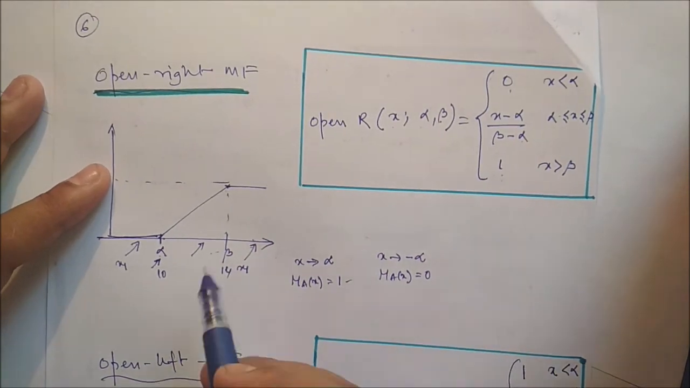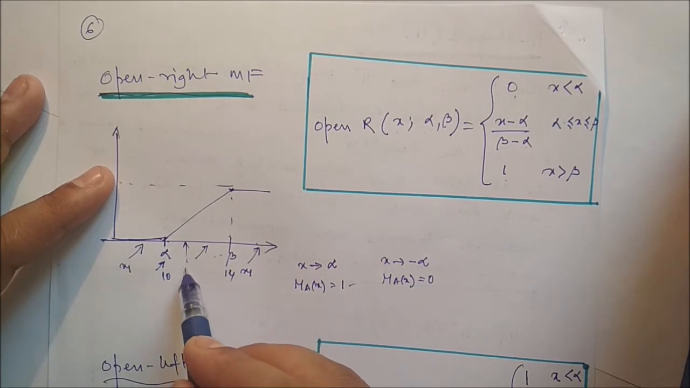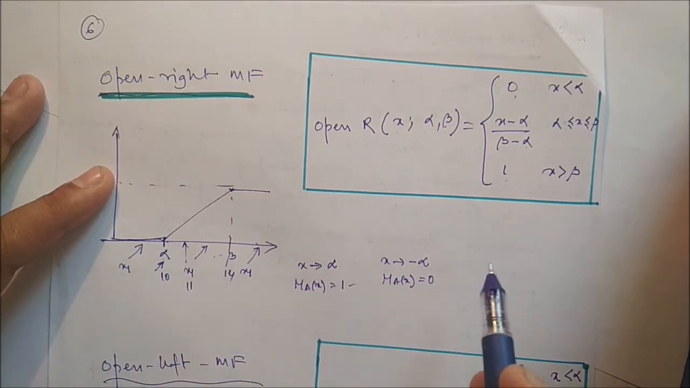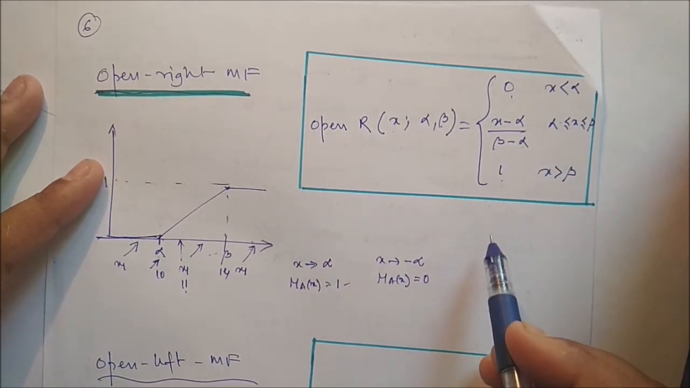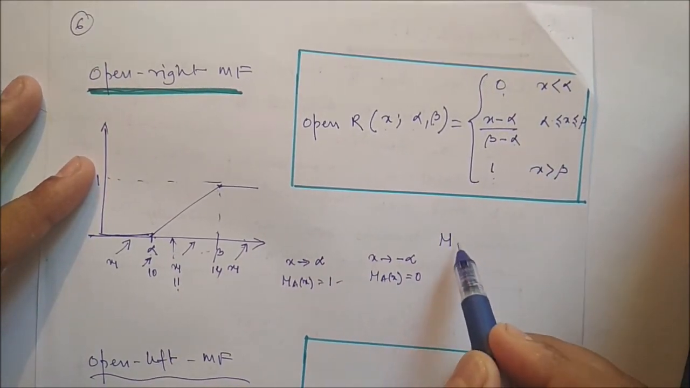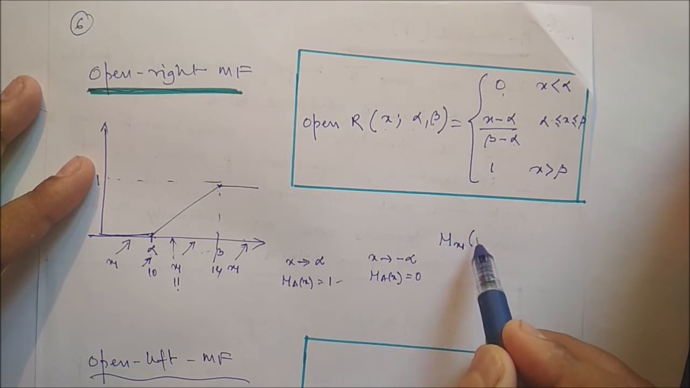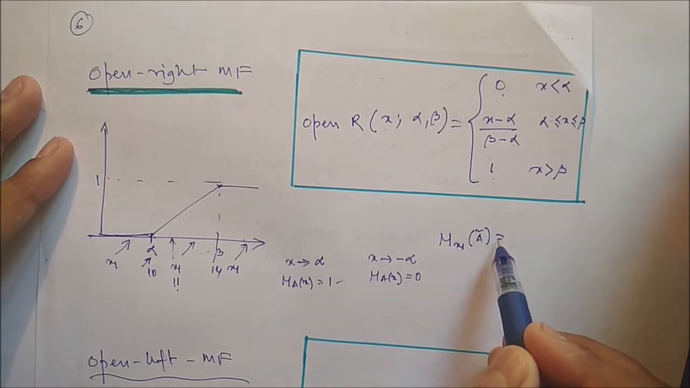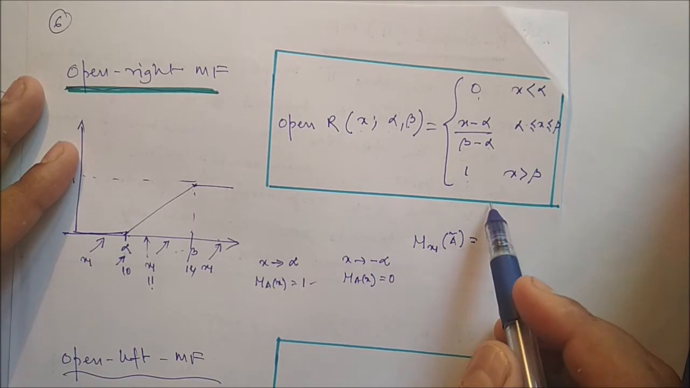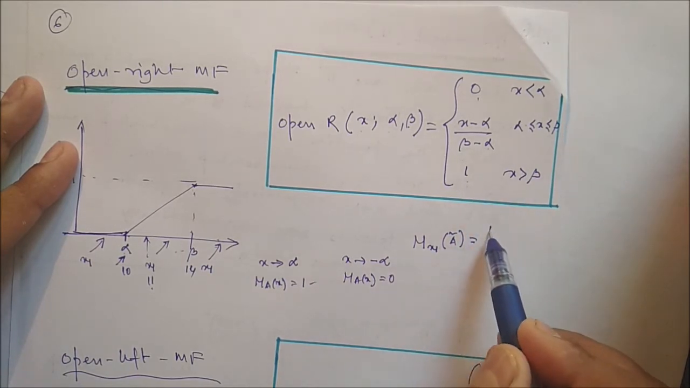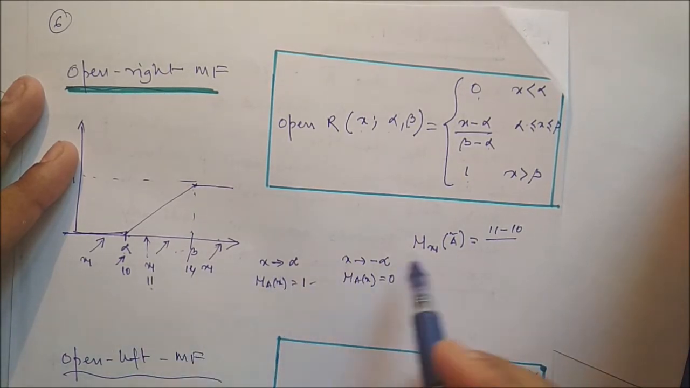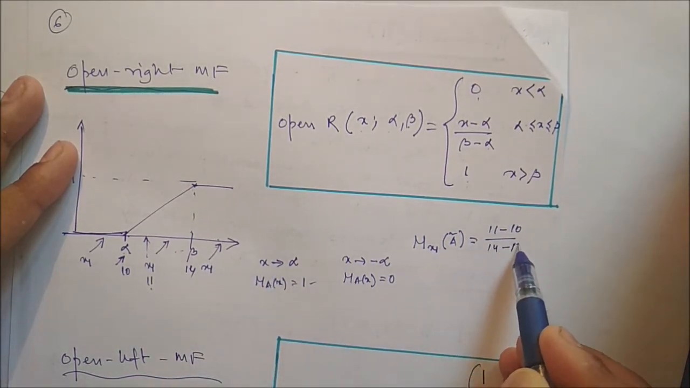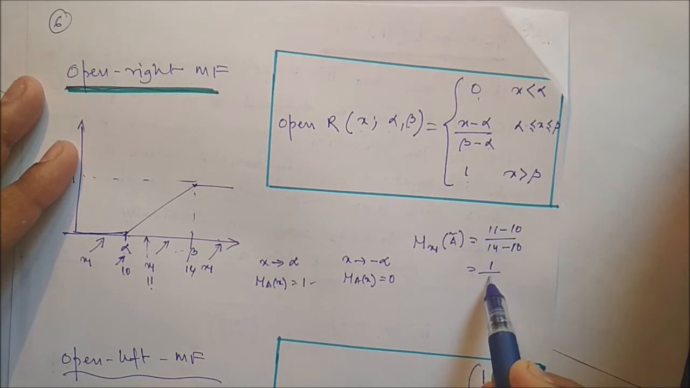Okay. So what should be the membership value if x1 is equal to say 11? 11 is in between alpha and beta, so we have to apply this particular formula. The membership value of x1 for the set A should be x minus alpha, so 11 minus alpha, which is 10, divided by 14 minus 10. So it is 1 by 4, that is 0.25.